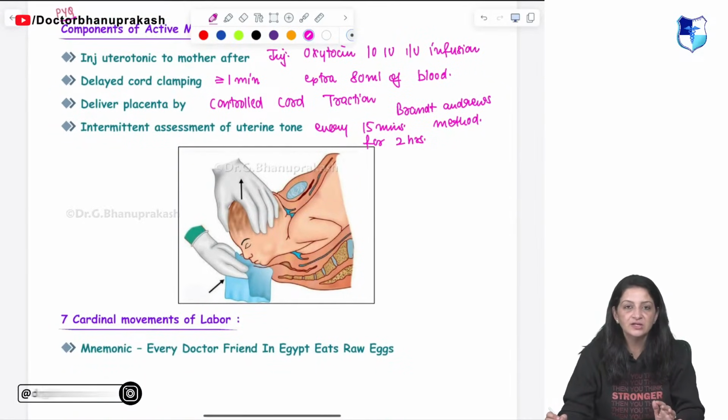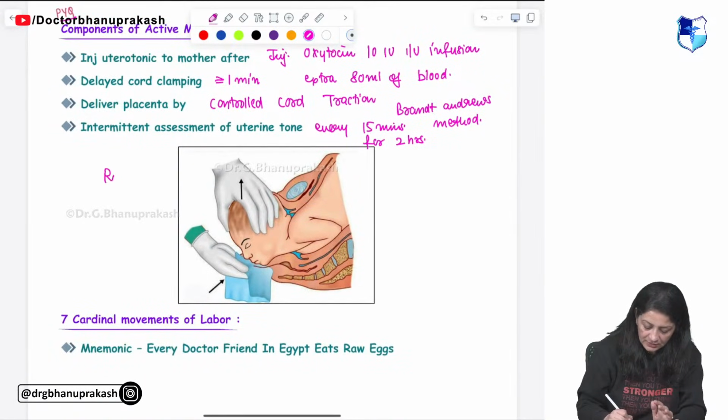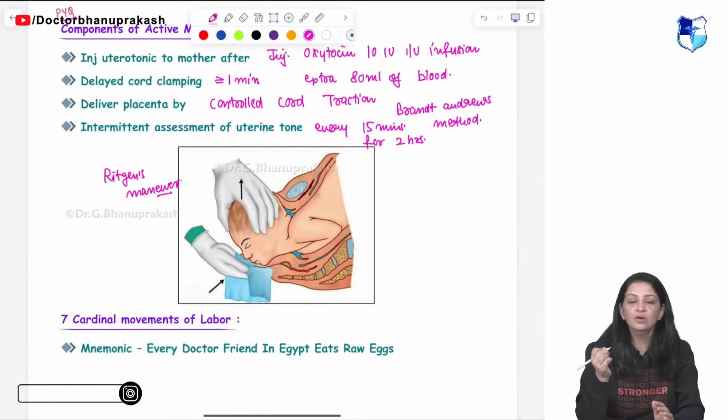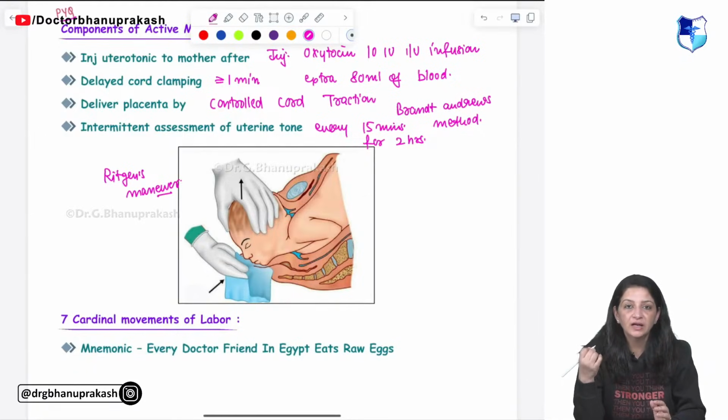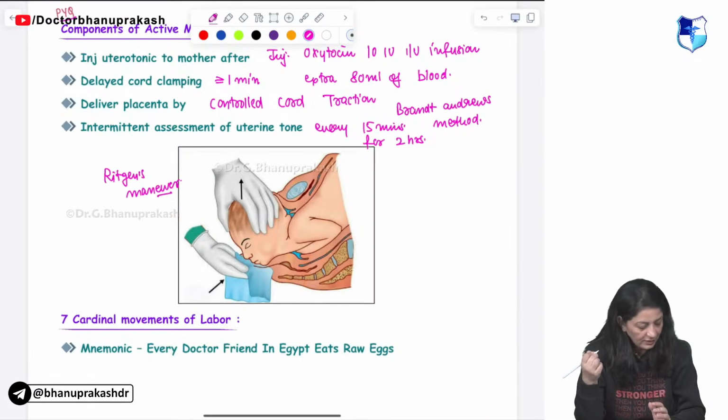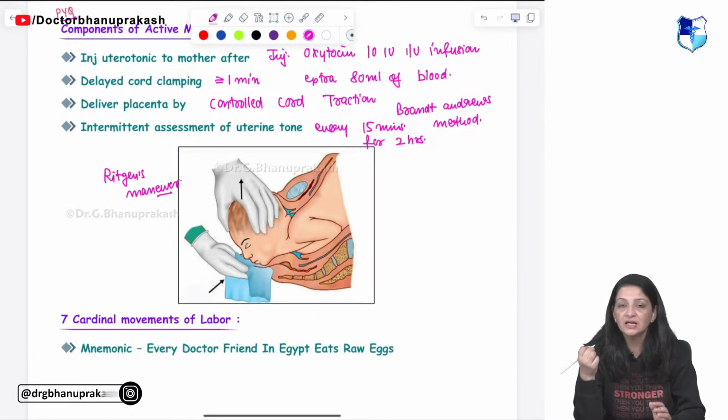So look at this image. This is Ritgen's maneuver for the controlled delivery of the fetal head to avoid perineal tear. So this is Ritgen's maneuver.